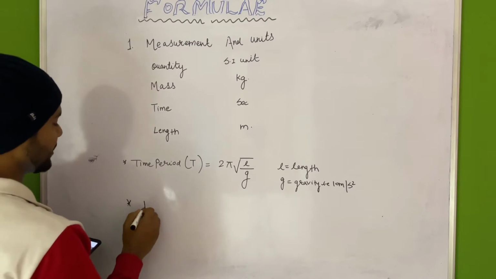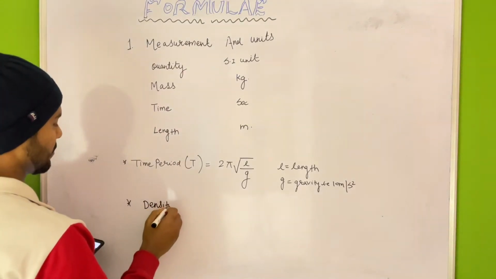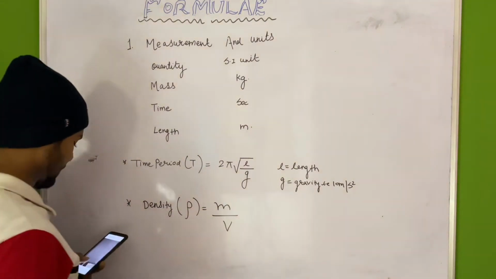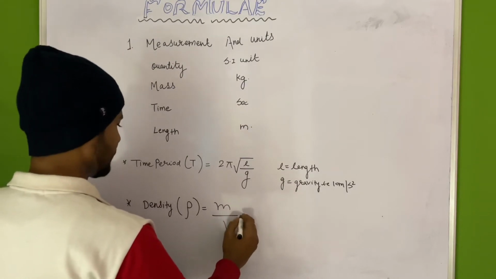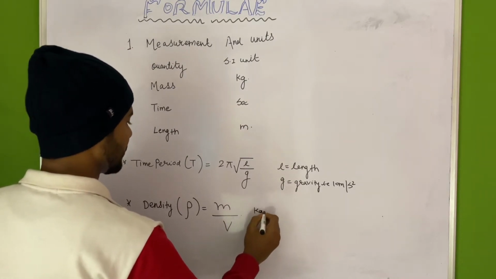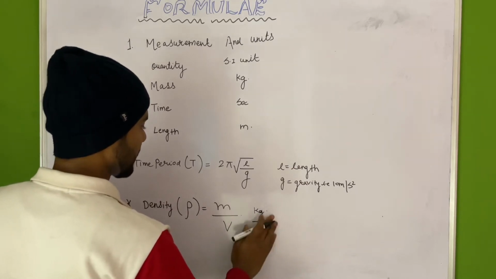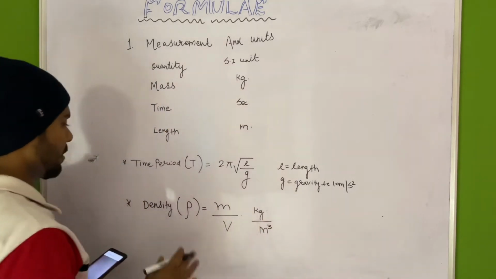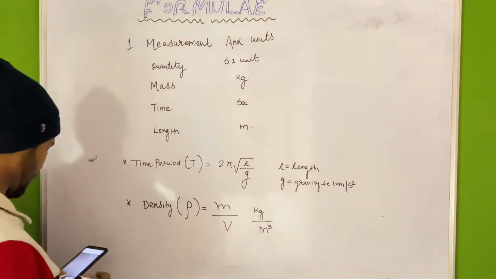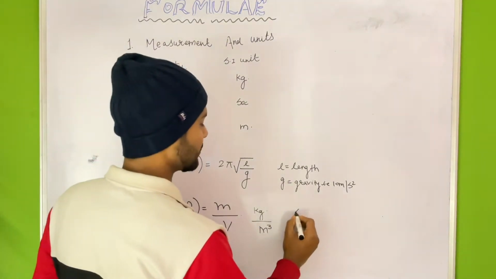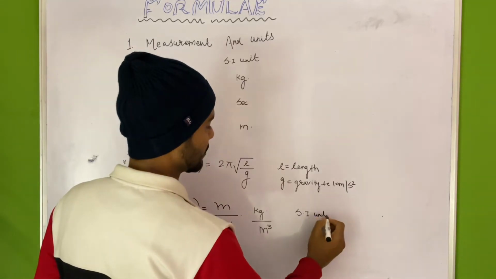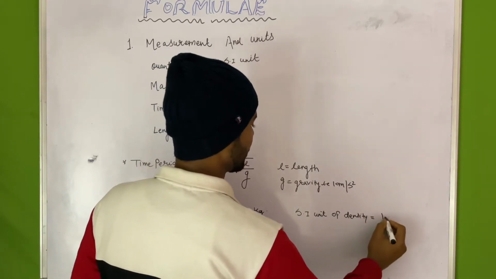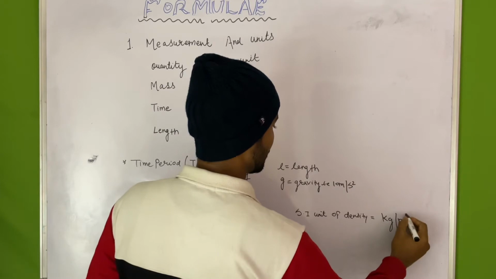Third one is we have density, represented by rho is equals to mass upon volume. Mass is in kg and volume we will have in meter cube. Volume we will take in meter cube if a mass we have taken in kg. So SI unit of density is kg per meter cube.